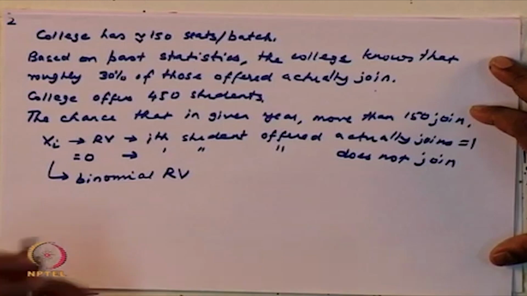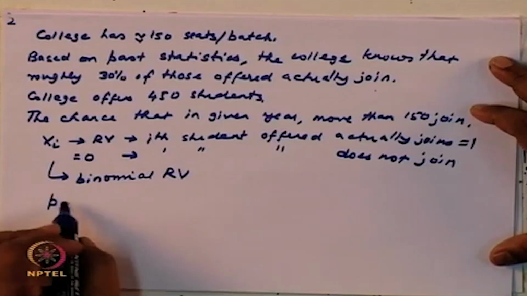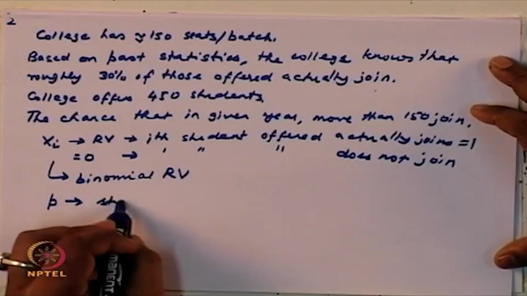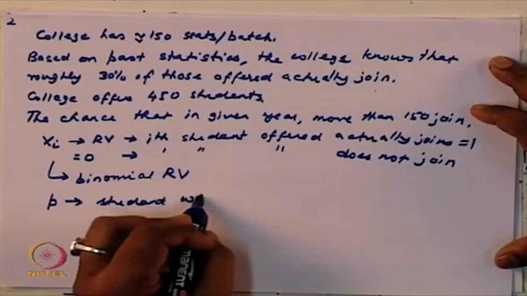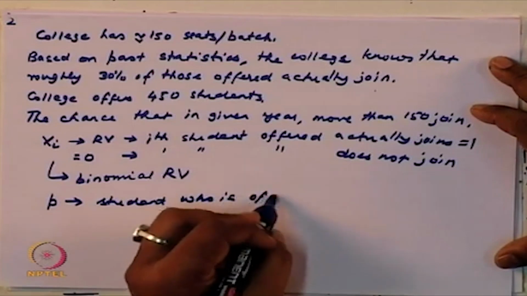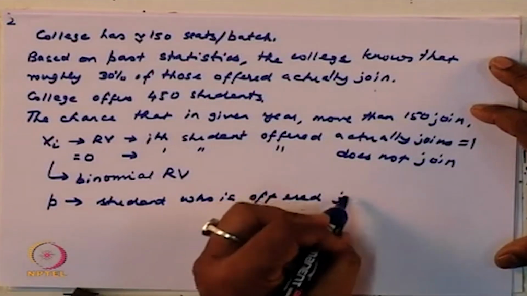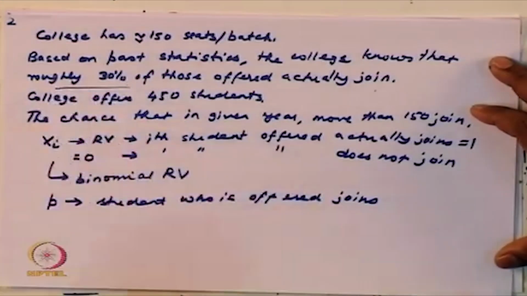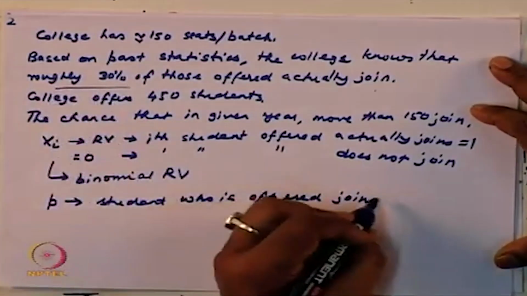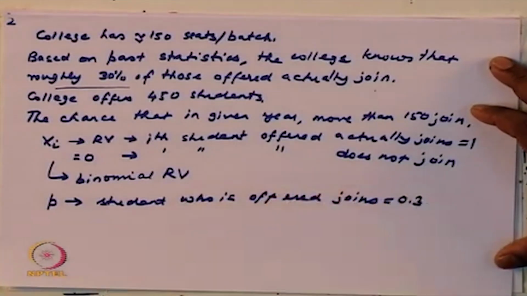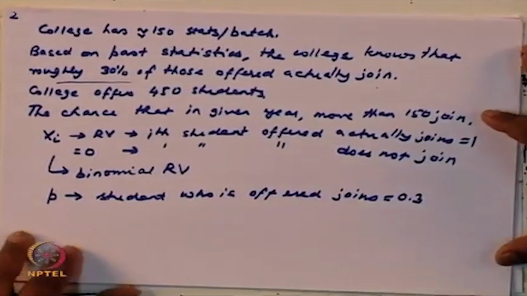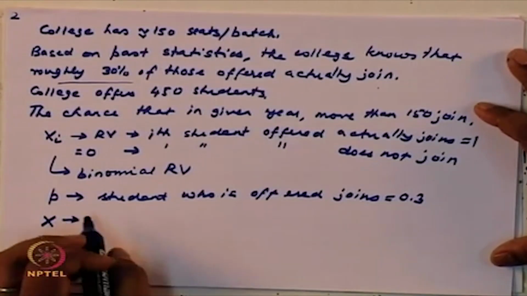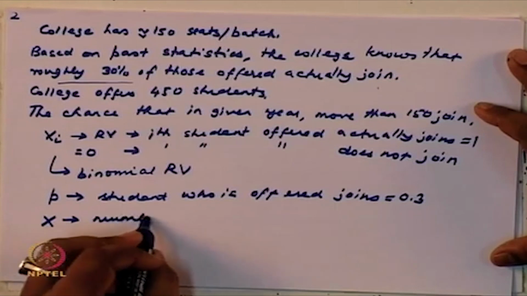And what is the probability of success? So, how do we define p? p is the probability that a student who is offered joins. This probability we know is given as roughly 30%. So, my p will be equal to 0.3. So, let x be the number of students who join.